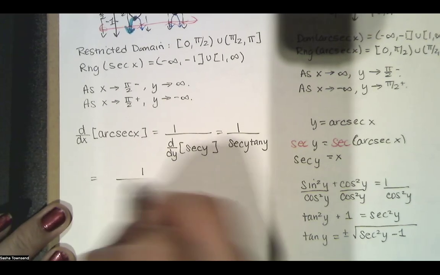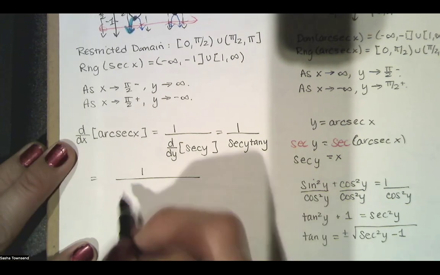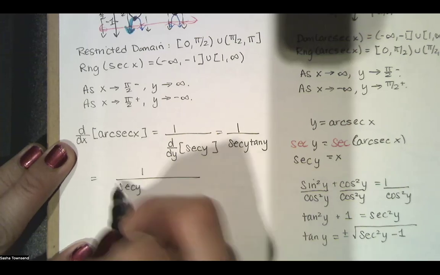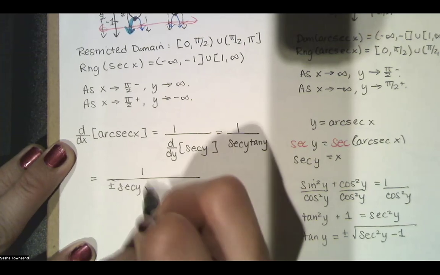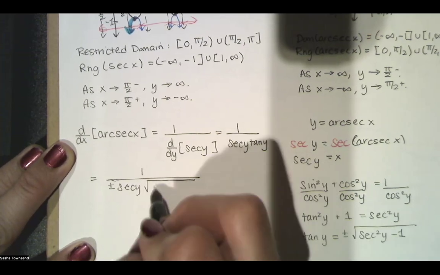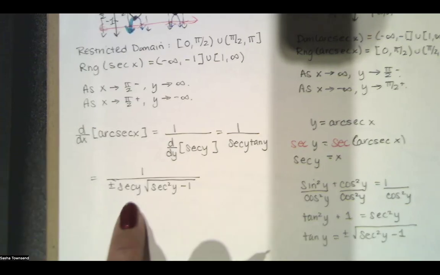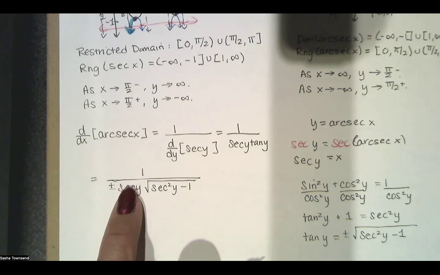So we end up with 1 divided by secant of y, and I'll put that plus or minus out front, plus or minus secant of y times the square root of secant squared y minus 1. Say, okay, how do I know whether it's going to be plus or minus secant of y? How can I tell whether that sign is going to be positive or negative?